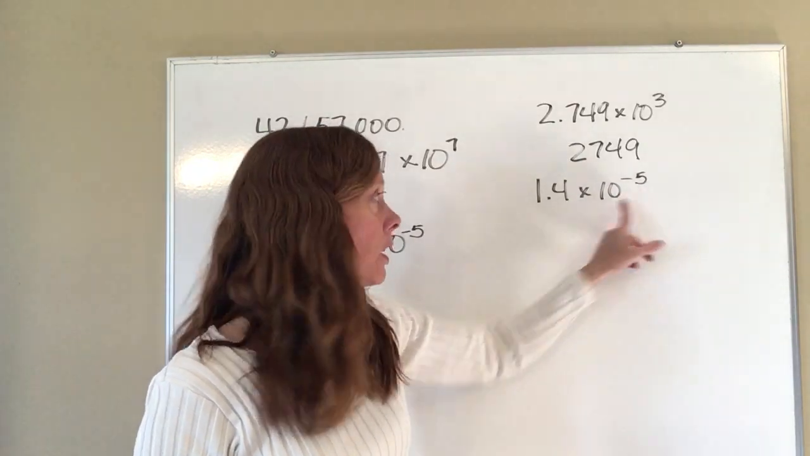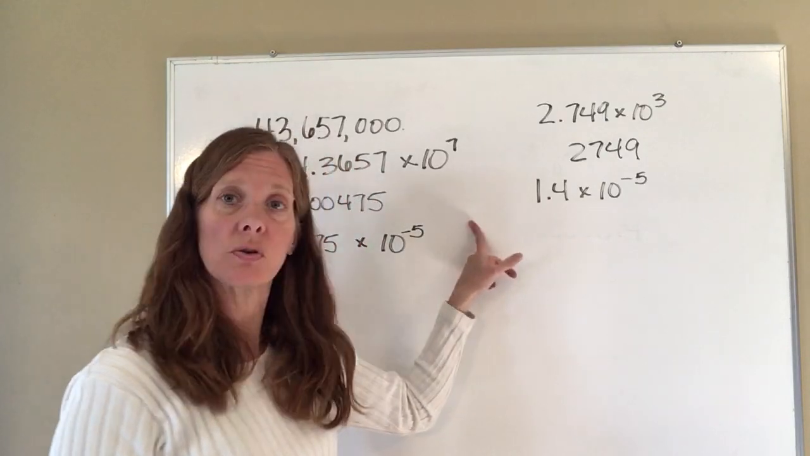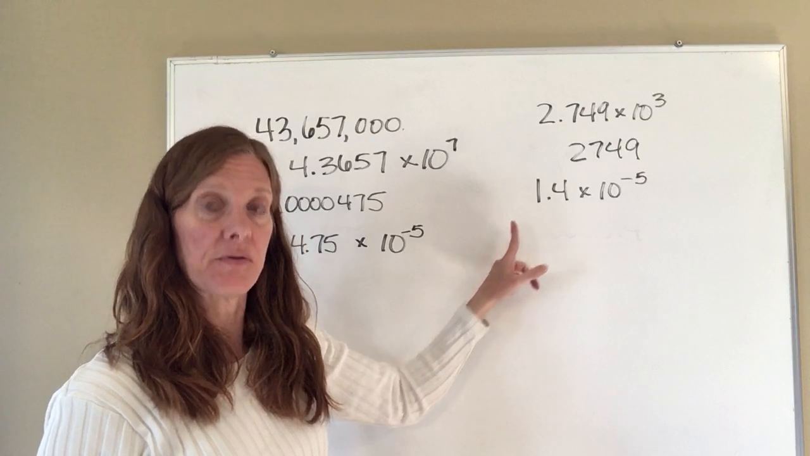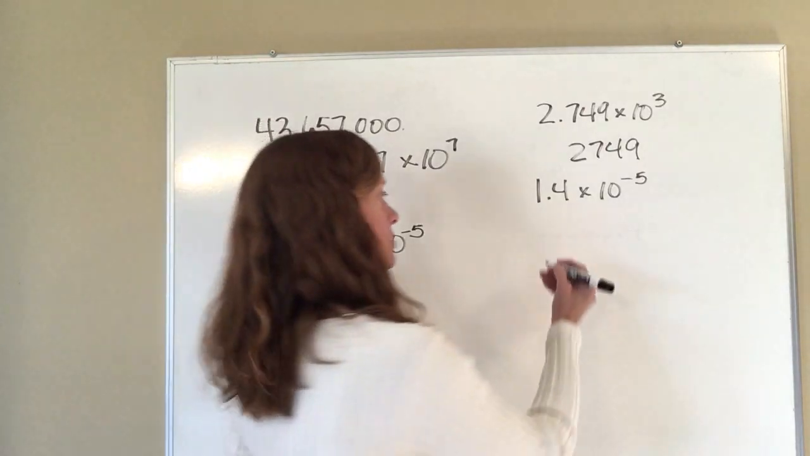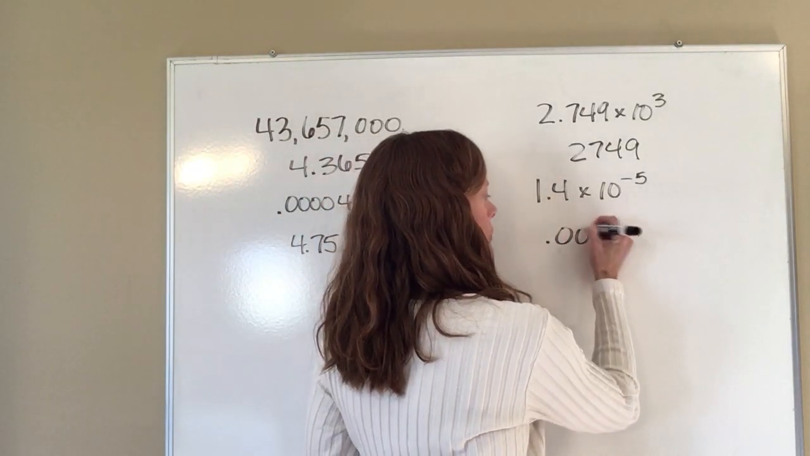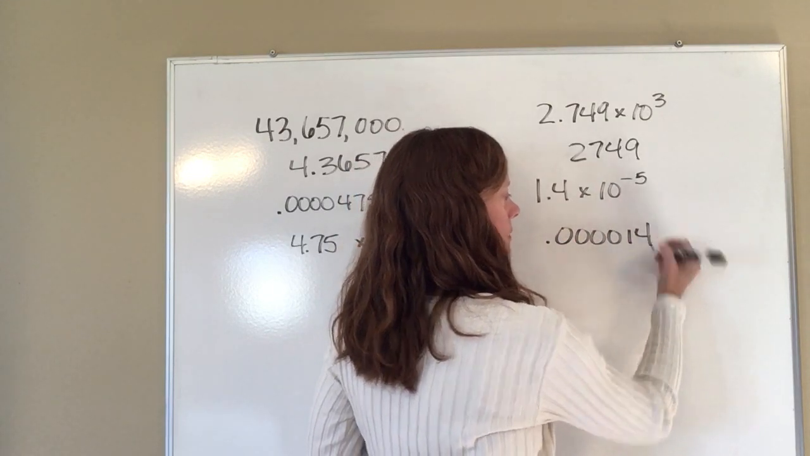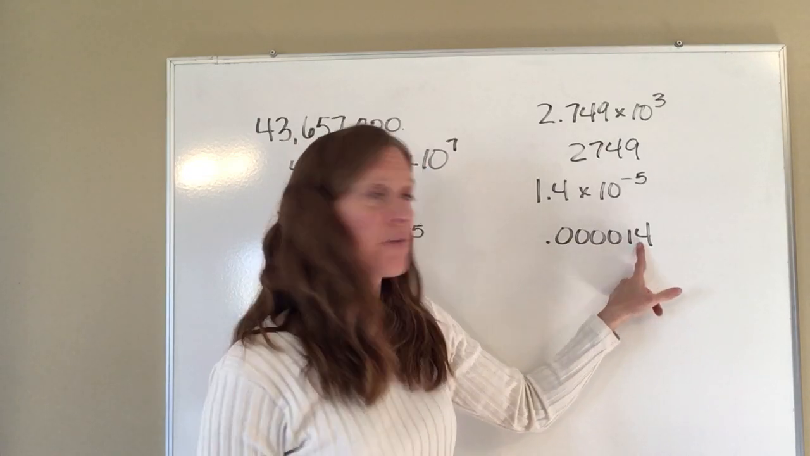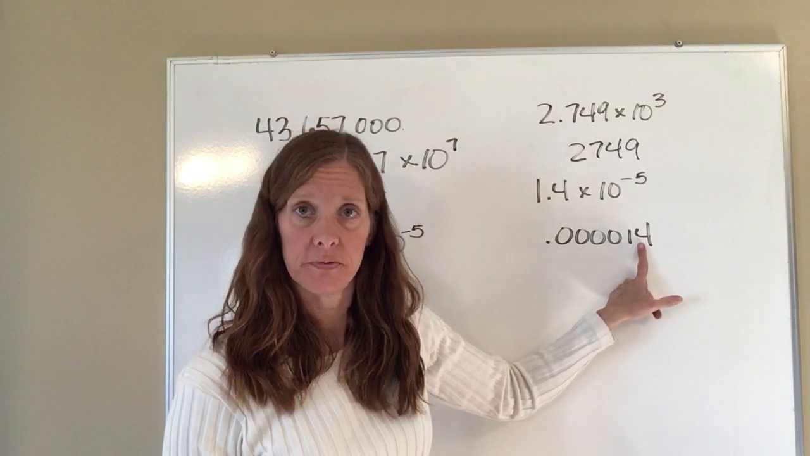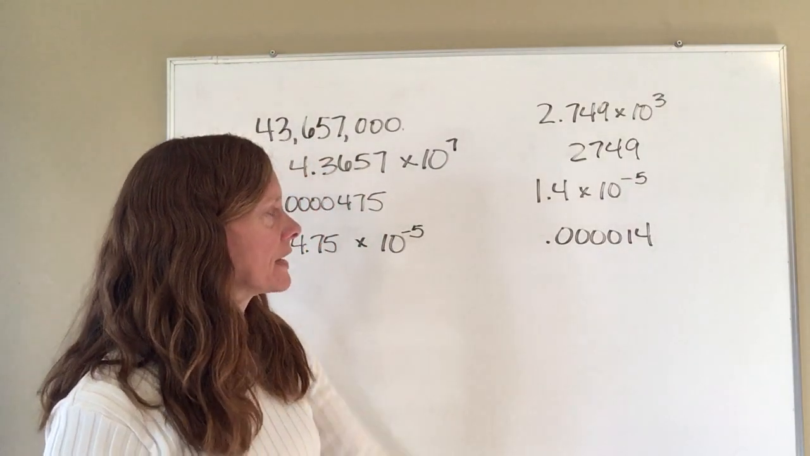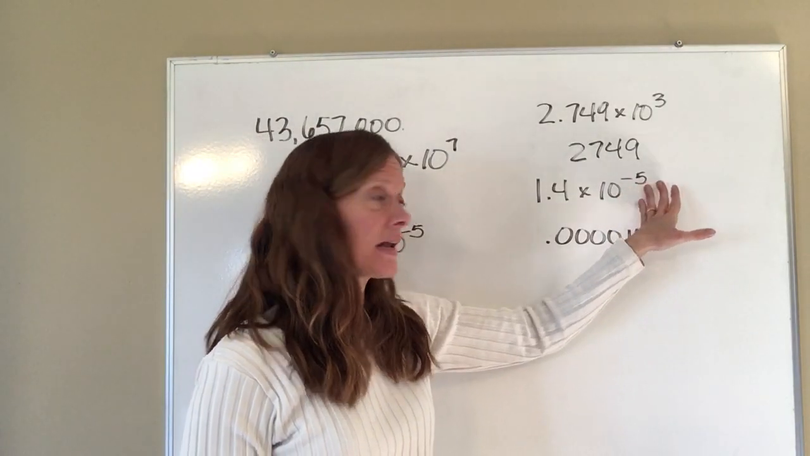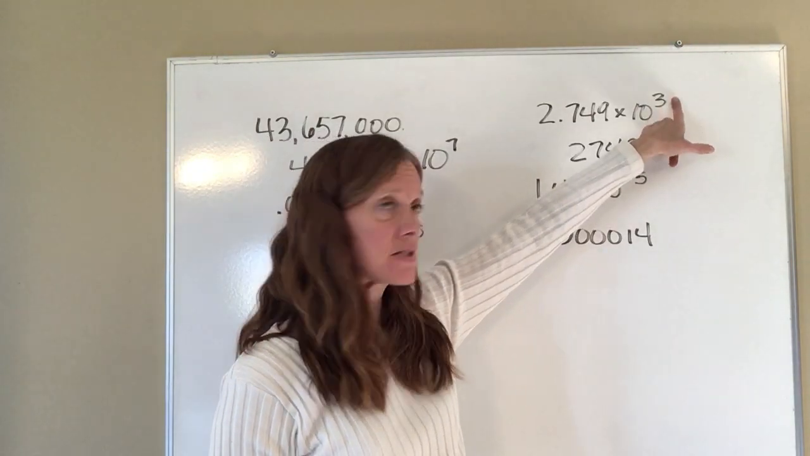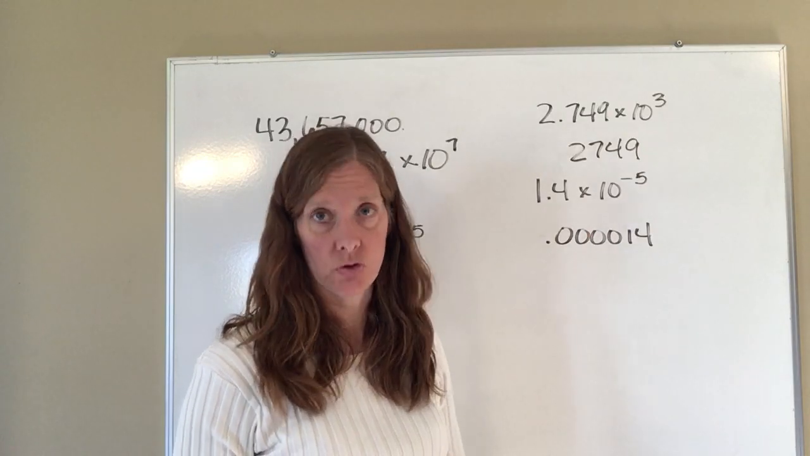Okay? 1.4 times 10 to the minus 5th, if it's a negative number, that means I started out with a really small number. So that means I've got to move this decimal point to the left 5 places. So here's 1 place, and then I have to move it 4 more. So I'm going to fill in those places with zeros. So it's going to be 4 zeros, and then a 1 and a 4. So if I count, 1, 2, 3, 4, 5 places is how many places I've actually moved it. Okay, so again, if the 10 has a negative number on it, it means you started with a really small number. If the 10 has a positive number on it, it means you started with a much larger number.